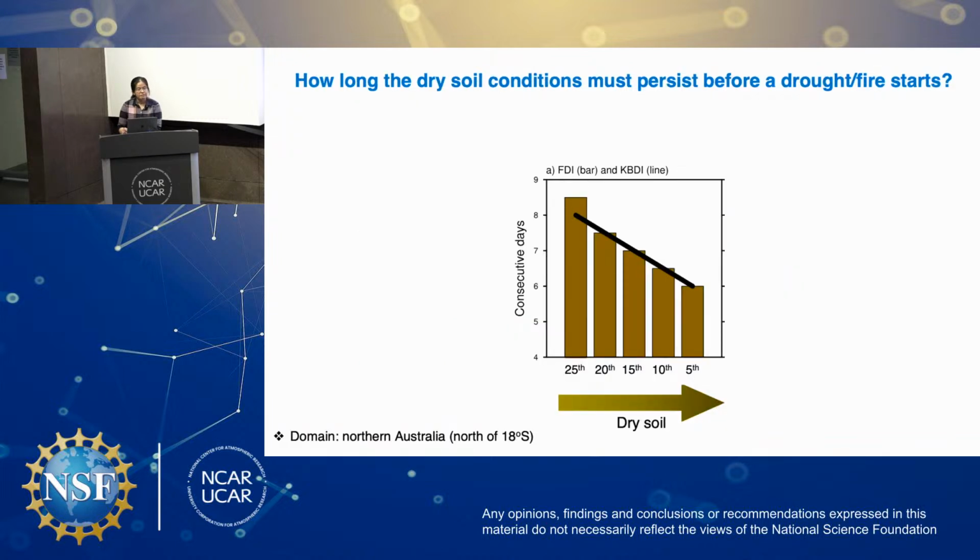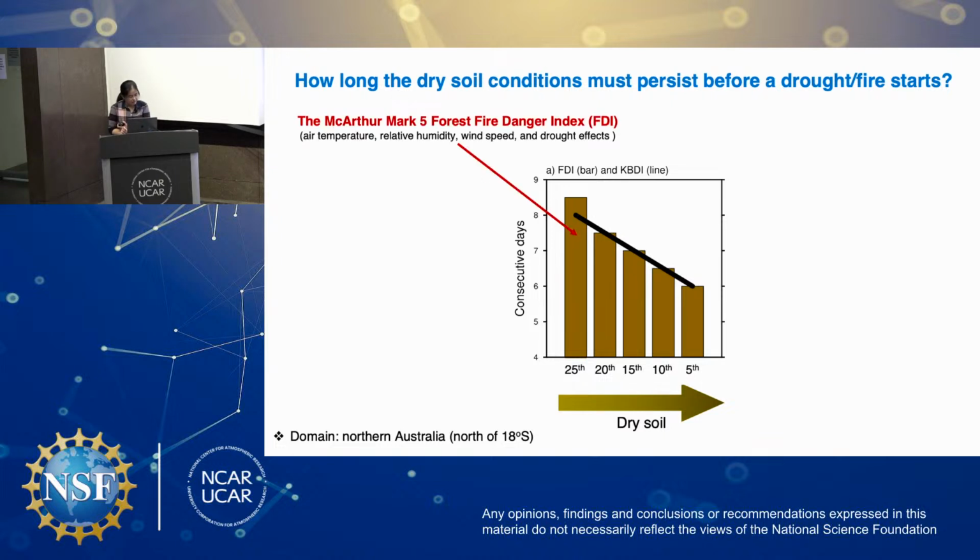So we see some feedback between soil moisture and precipitation. Then the question is how long the dry soil or the wet soil needs to persist before the extreme event happens. So let's look at the dry soil condition first. Here on the axis is the soil moisture intensity, so it's very dry soil. The 5th percentile here is the driest, and then moving to the 25th percentile.